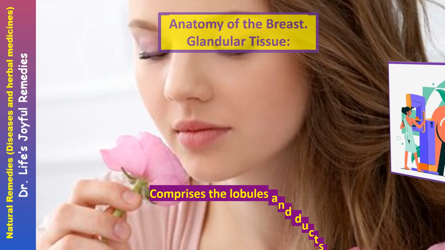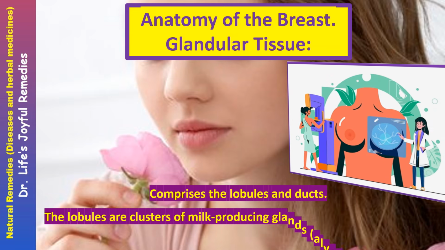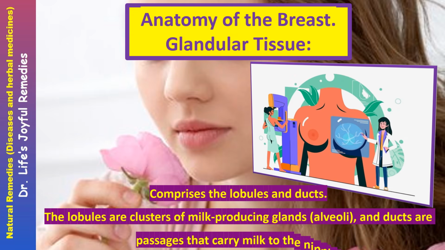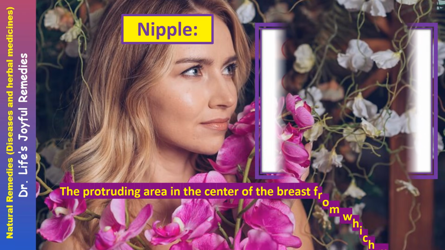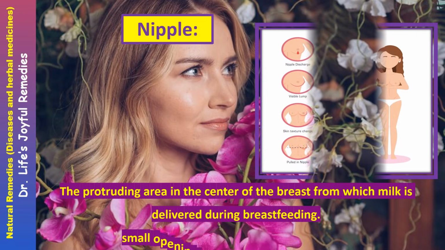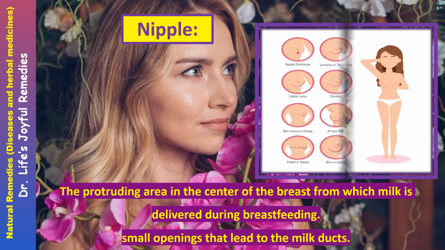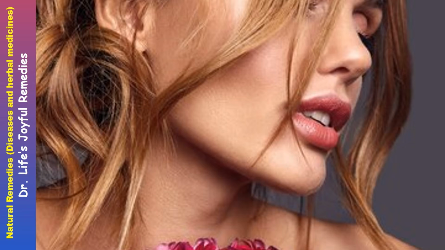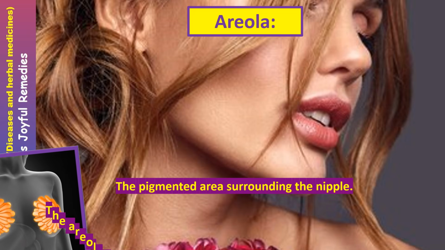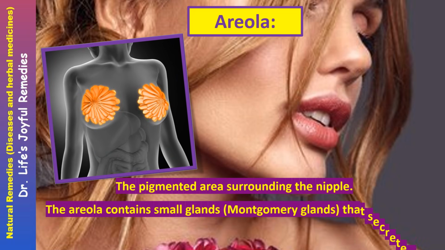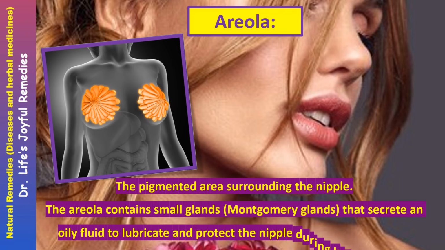Anatomy of the breast. Glandular tissue. Comprises the lobules and ducts. The lobules are clusters of milk-producing glands. Alveoli and ducts are passages that carry milk to the nipple. Nipple. The protruding area in the center of the breast from which milk is delivered during breastfeeding. It has small openings that lead to the milk ducts. Areola. The pigmented area surrounding the nipple. The areola contains small glands, Montgomery glands, that secrete an oily fluid to lubricate and protect the nipple during breastfeeding.